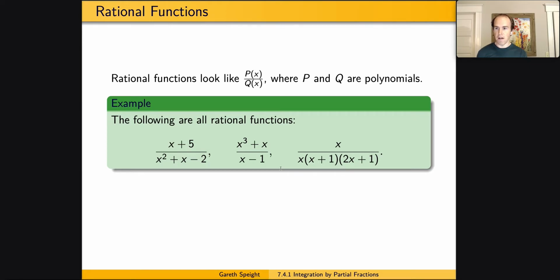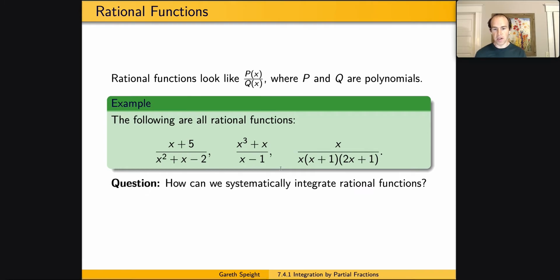So we're really going to need some systematic method to try and break things down. Our question in this section is: how can we integrate rational functions rather than just making it up as we go along? And the answer is going to be to first, given a rational function, rewrite it in partial fractions form.